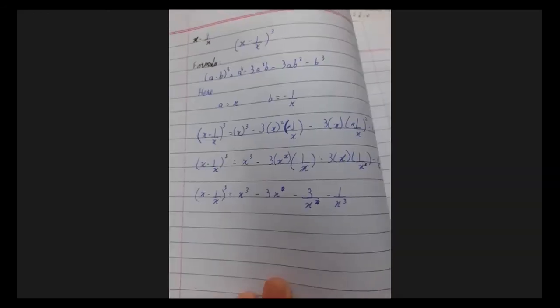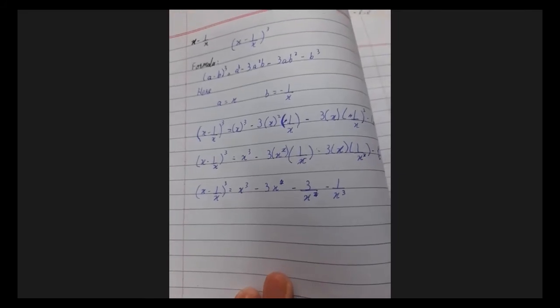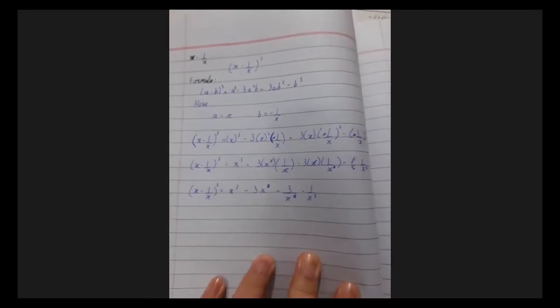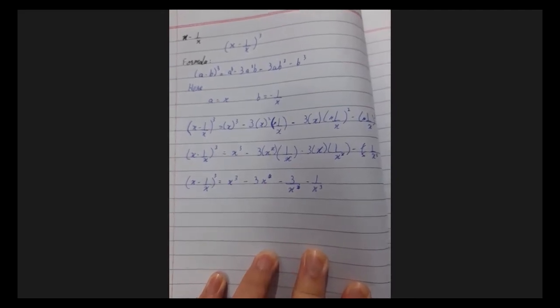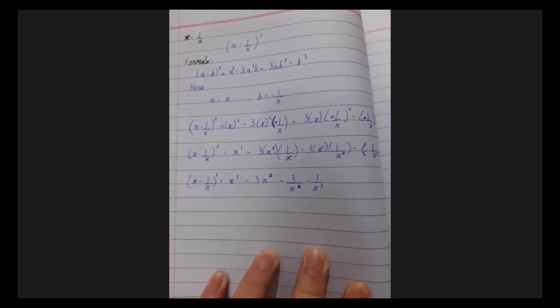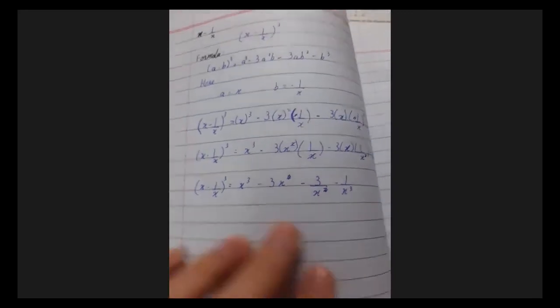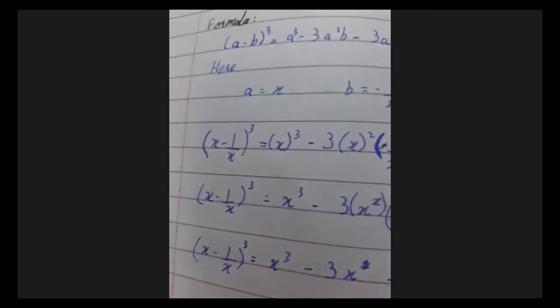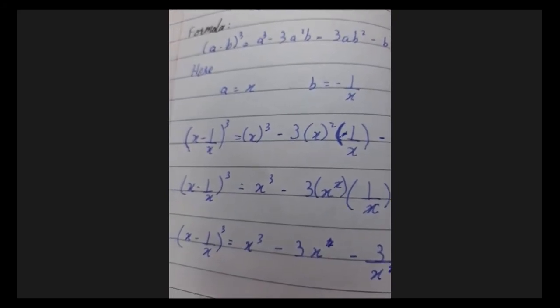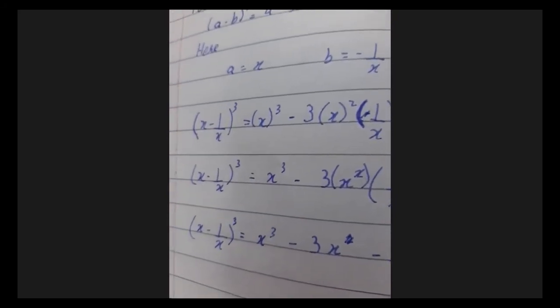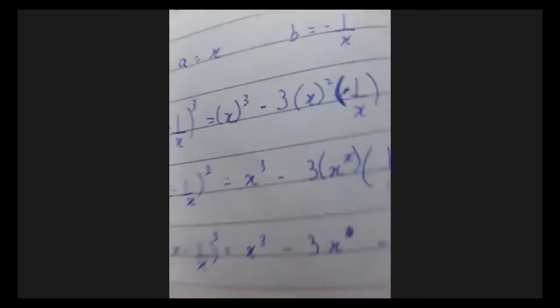Anyone else? Anas, okay. Just a minute, Anas. Here will be plus. 3a square b plus 3ab square. Corrected. This is plus and your b is equal to 1 upon x, not minus 1 upon x. Okay. Correct these two mistakes. Okay, Ishel.